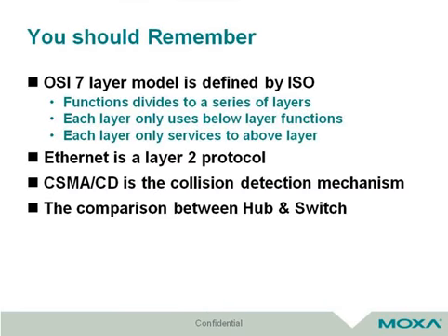After today's introduction, there are 4 things to remember. First, the OSI 7-layer model is defined by ISO, and each layer only uses the functions of the layer below and serves the layer above. Second, Ethernet is a layer 2 protocol. Third, CSMA/CD is the collision detection mechanism to help the node send data out. And the last thing is the comparison between the hub and the switch, which may easily be mixed up while discussing cases with the customer.